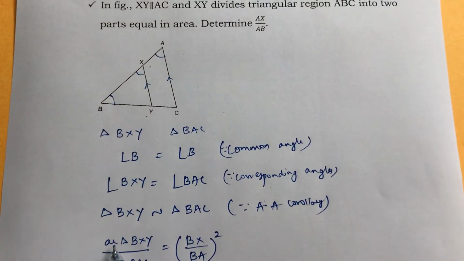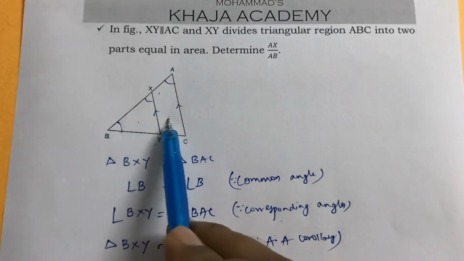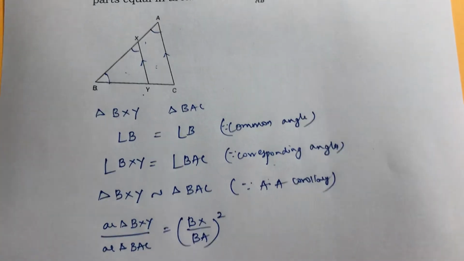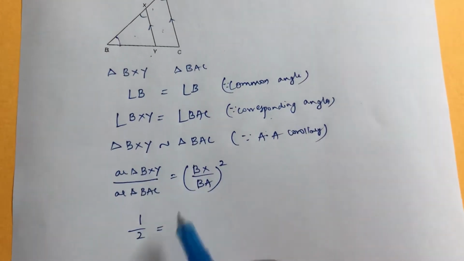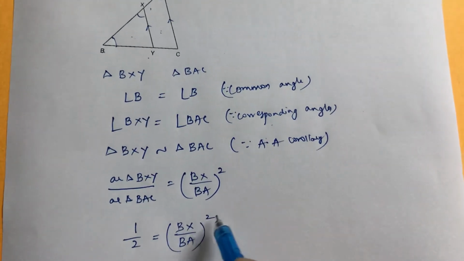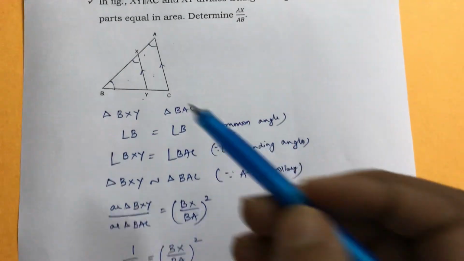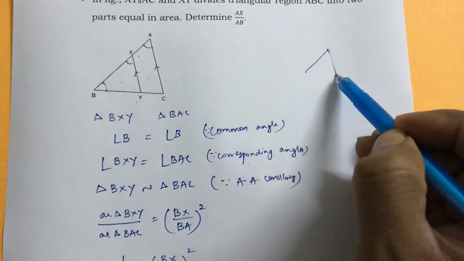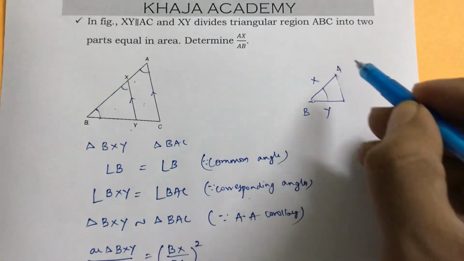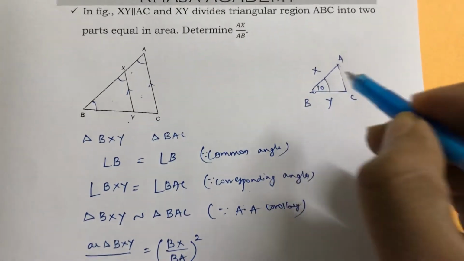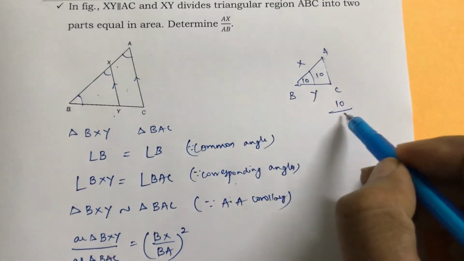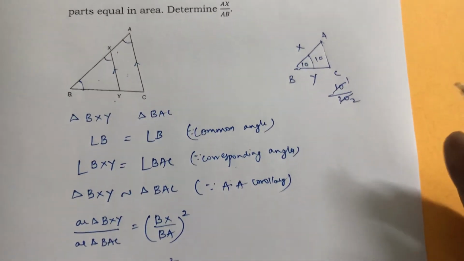Now these two parts are equal in area. So this ratio will be 1 by 2. This part ratio will be 1 by 2 equals BX by BA whole square. Why is it 1 by 2? Because suppose in this triangle BXY and here the quadrilateral XYCA, suppose this is 10 centimeter square, so this is also 10 centimeter square. So the BXY area is 10, the BAC area will be 20, so the ratio will be 1:2.